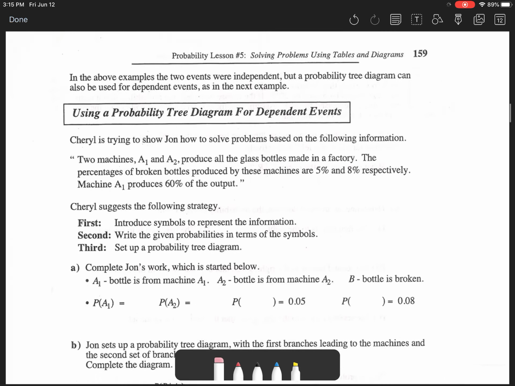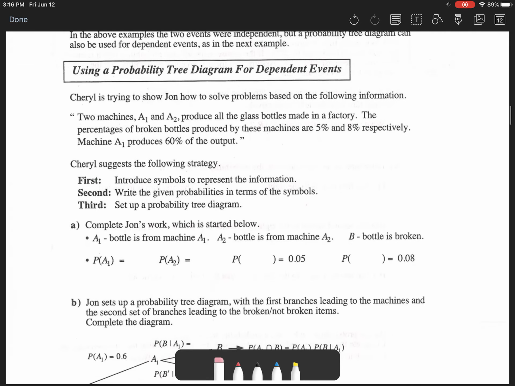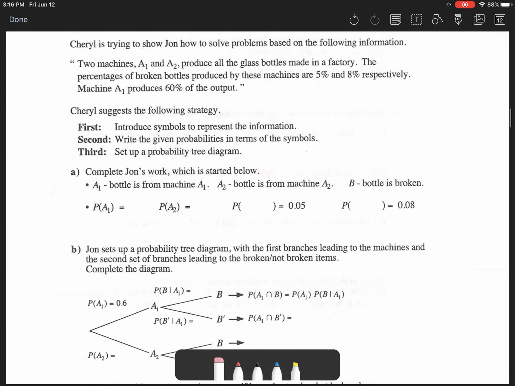Now, in the above examples, the 2 events were independent, but a probability tree diagram can also be used for dependent events, as in the next example. So the question we just did on scoring the goals in the game, scoring a goal or not scoring a goal in the second corner had nothing to do with whether or not I scored a goal in the first corner, right? Independent events. But as we're going to see now, we're going to use a tree diagram, and it is going to be for dependent events. Cheryl is trying to show John how to solve problems based on the following information. 2 machines, which we will call A1 and A2, produce all the glass bottles made in a factory.